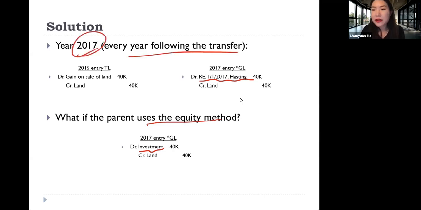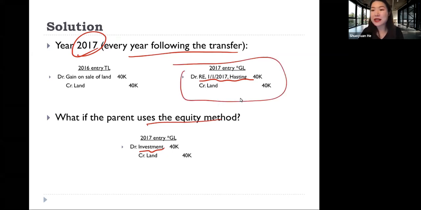And if Patrick hasn't sold this piece of land to the outside party until 2025, every year, 2017, 2018, 2019, we just make this exact same journal entry again and again until the year Patrick sells the land to the outside party. Then we need to switch to the star GL entry version 2.